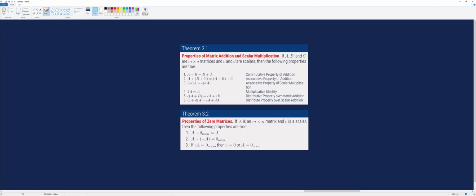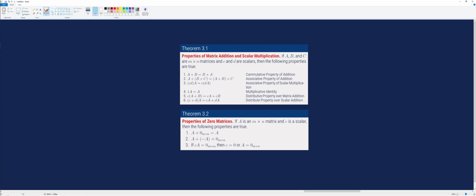Similar to vector operations, matrix addition and scalar multiplication have their properties. The first one is the commutative property of addition. Basically, when adding two matrices, switching the positions of matrices A and B will give us the same result. The second property is the associative property of addition. This means that given three matrices, A, B, and C, regardless of the order of operations, the result will be the same.